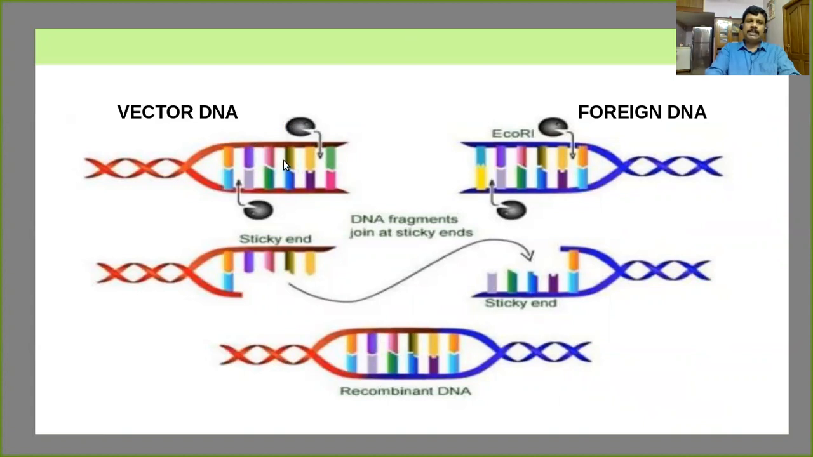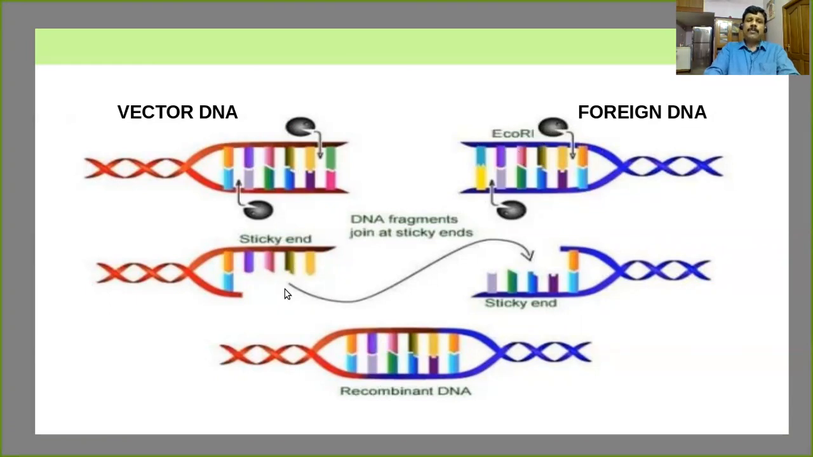Suppose this is a vector DNA, and this is a foreign DNA, meaning, as per the example you remember, the DNA obtained from a human cell, or the DNA responsible for the production of insulin. We have to ligate these two DNAs to form a recombinant DNA. First of all, we have to cut both DNAs using the same enzyme, EcoR1 here.